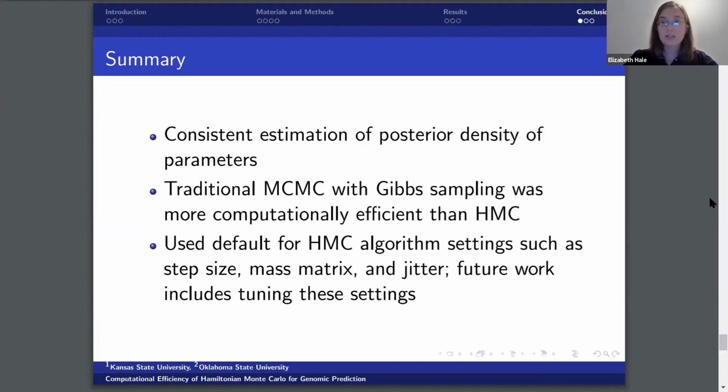However, Stan did have a lot of options for fine-tuning the HMC algorithms, such as setting the step size, mass matrix, jitter, all sorts of other stuff. And we're hoping that moving forward, maybe fine-tuning these parameters might mitigate the slowness of computing all these different pieces that go into taking the samples with HMC. So that's going to be our next step in this work, is fine-tuning all of those algorithm settings for HMC.